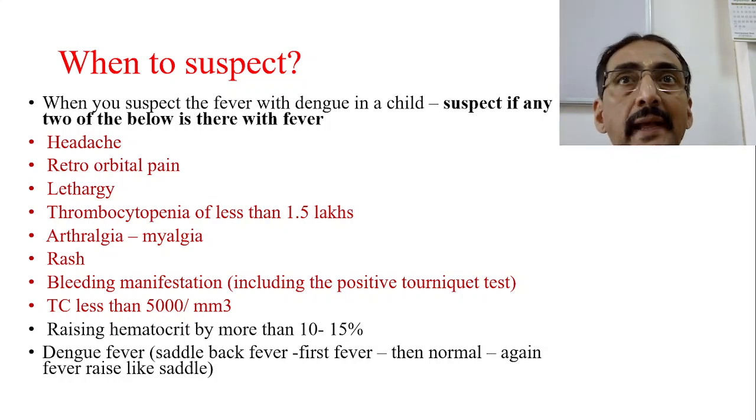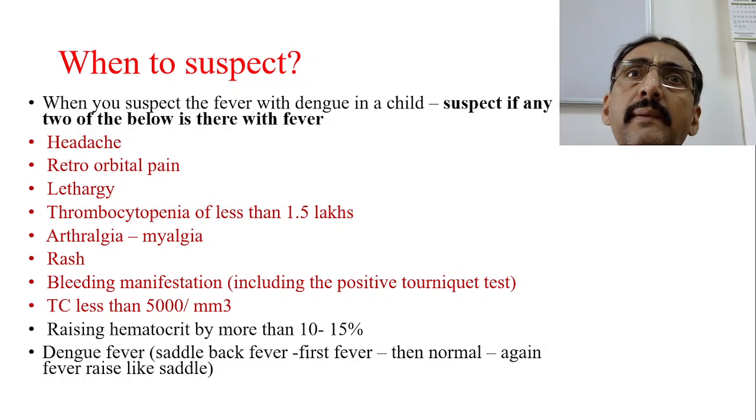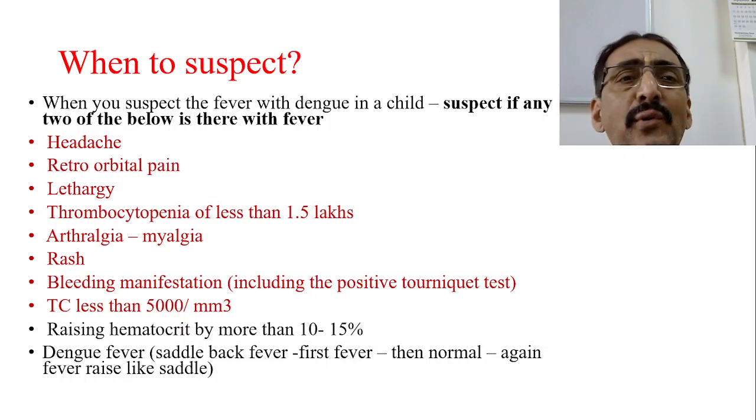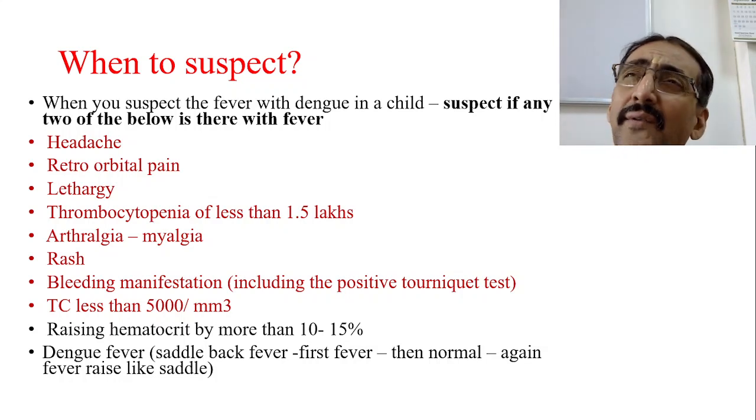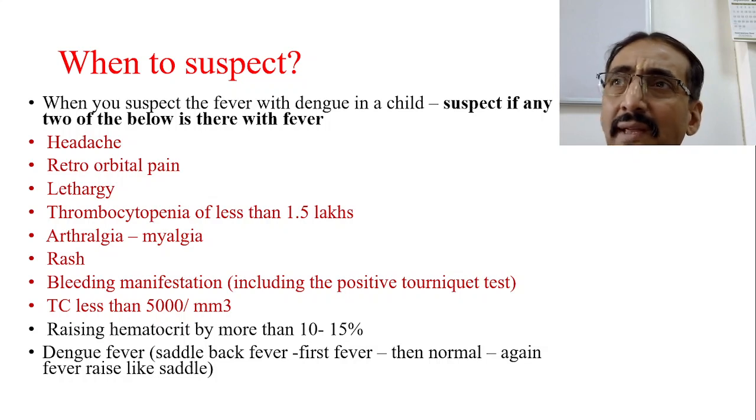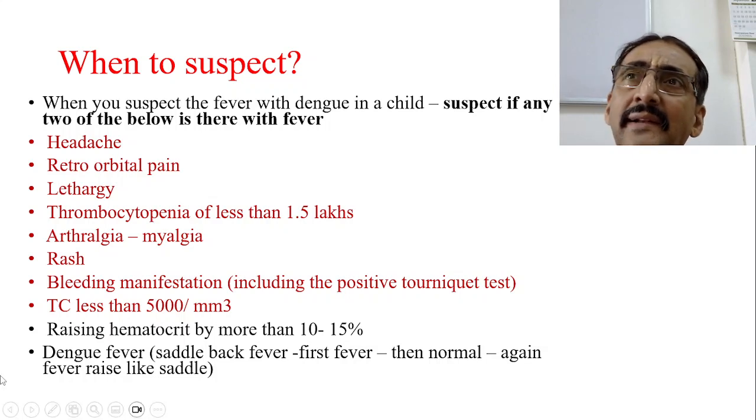Okay, number 1 is headache. Then retroorbital pain. This is very typical, retroorbital pain behind the eyes. Usually in most fevers you don't have this particular symptom, isn't it? Even in viral fevers we don't have any headache, except in some of the fevers.